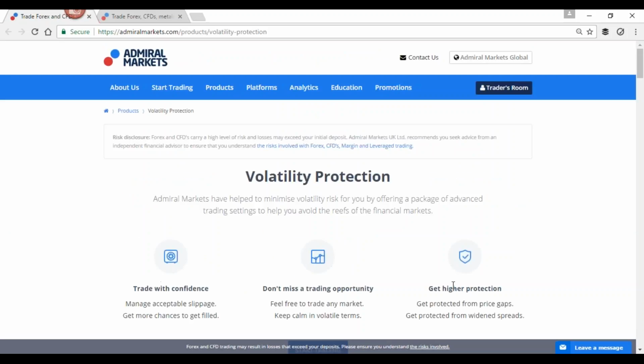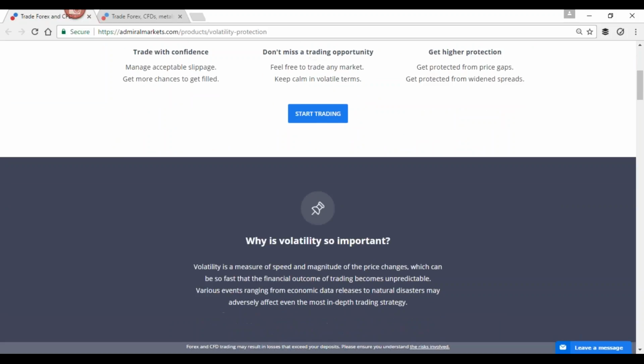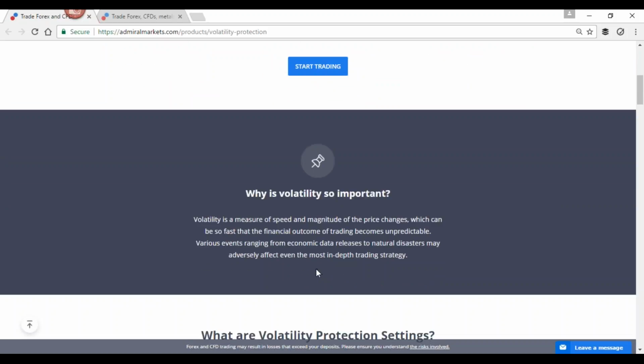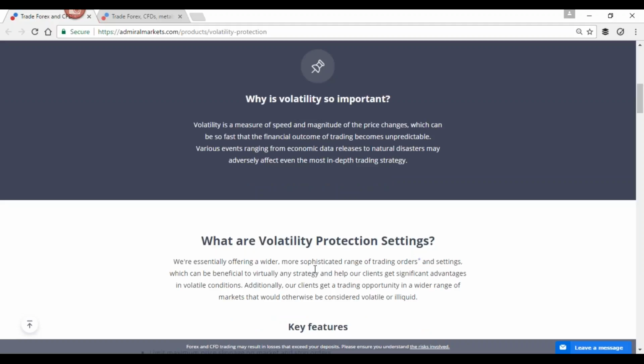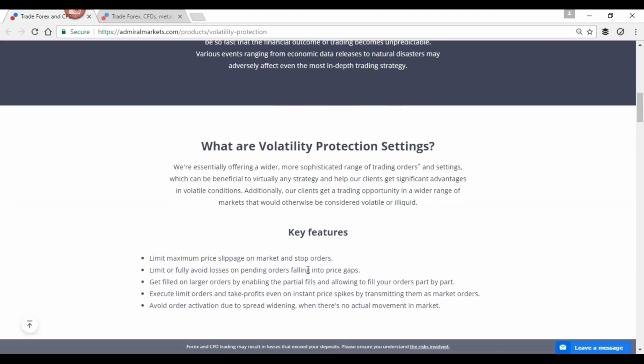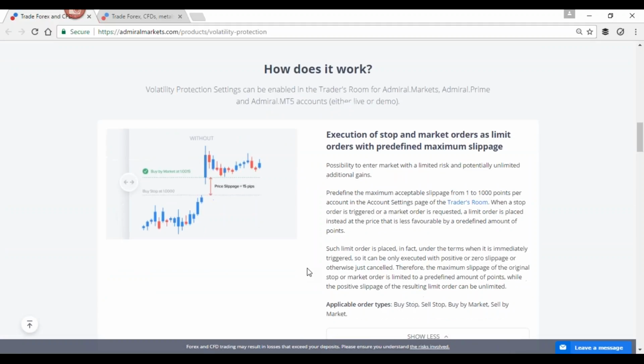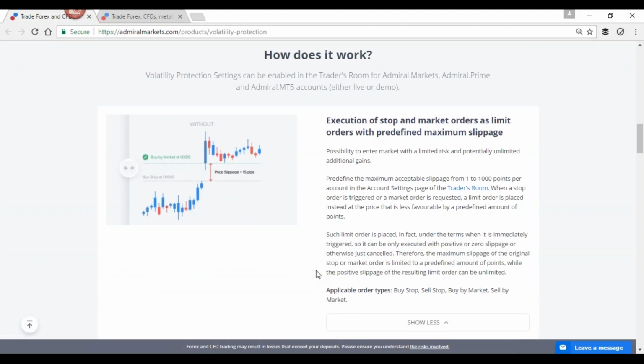It explains the advantages that you have with that, and when you scroll lower, it explains why volatility is important and what the volatility protection settings, or VPS in short, are, and it explains the key features and how it works. So I want to go with you here and look at the key features and explain what they are, because there is some text, as you can see, and there's an image, and that's great. I think it explains it, but it's a bit easier if I walk you through it so you have more in-depth, detailed knowledge about each of these options for working with volatility protection settings.